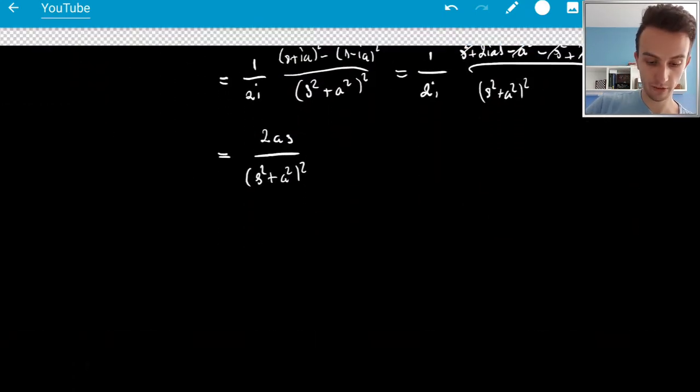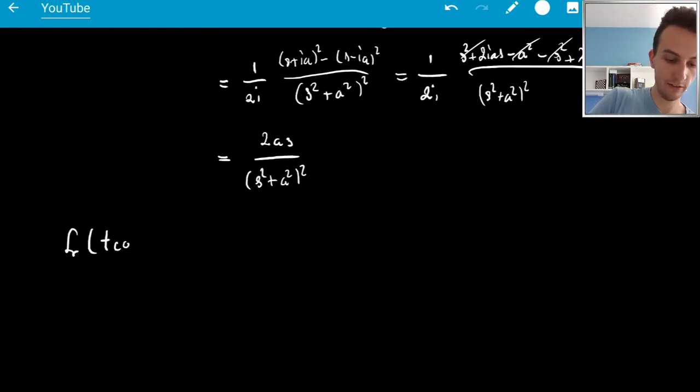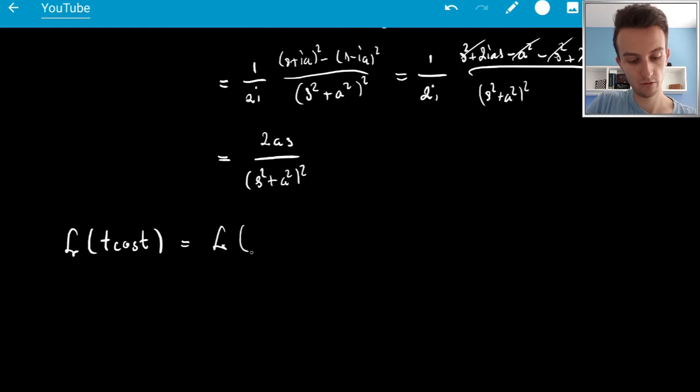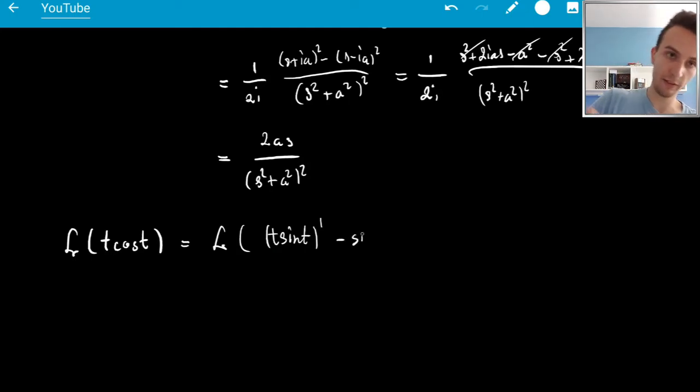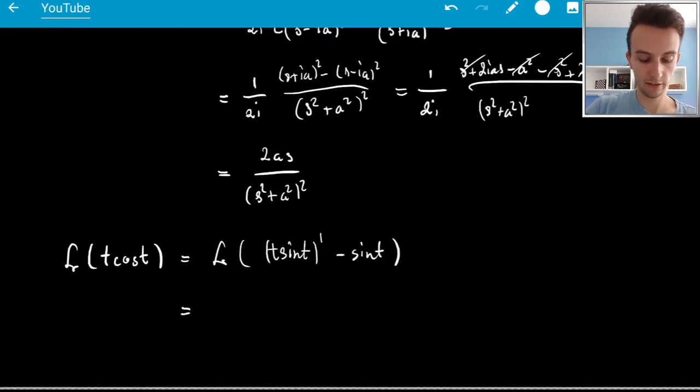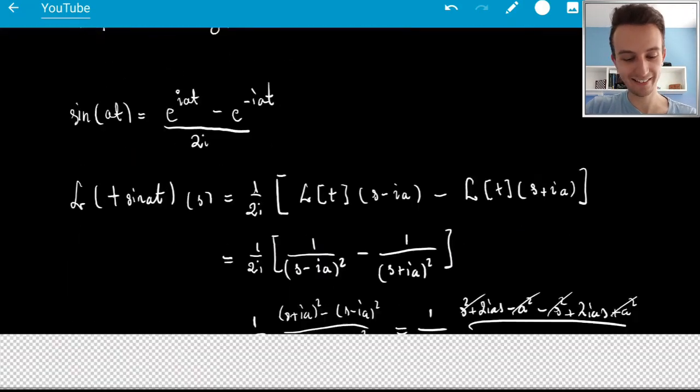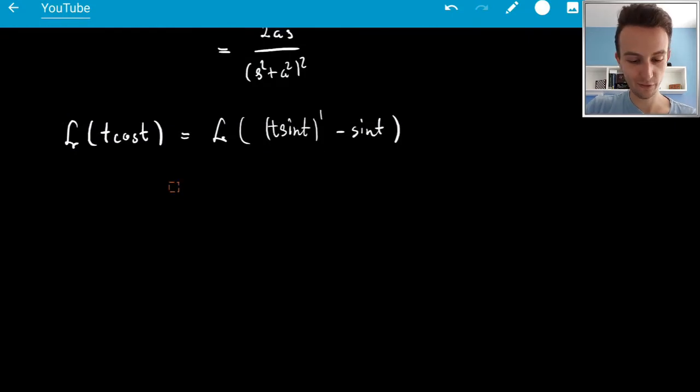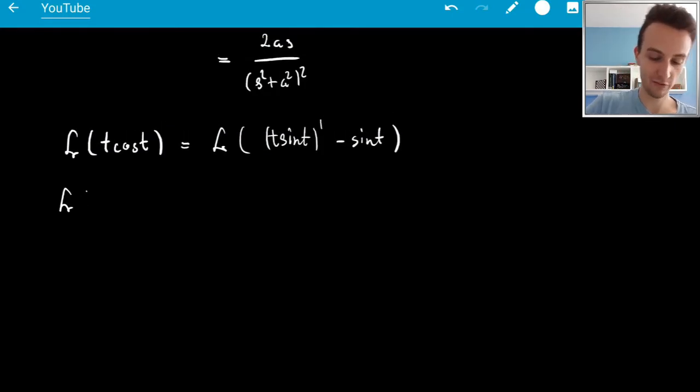Okay, so let me show you how you get the cosine from here. So the Laplace transform of t cos t is equal to, so t cos t is (t sine t) prime, right? Because you get t cos t, and then you also get sine t, so you have to subtract sine t. And sine t we know, I guess we don't know sine t yet. Okay, so we should just find sine t.